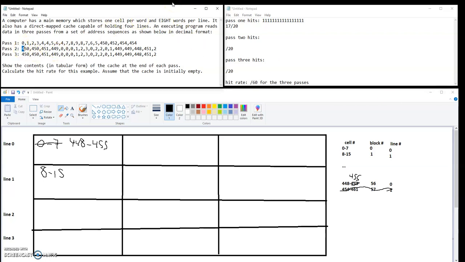450. Well, whoops. This is how the cache starts in pass 2. It starts with that stuff. So 450 is a hit. It's already there. So we have 1 hit, 2 hit, 3 hit, 4 hits.